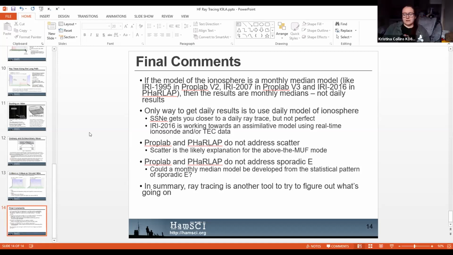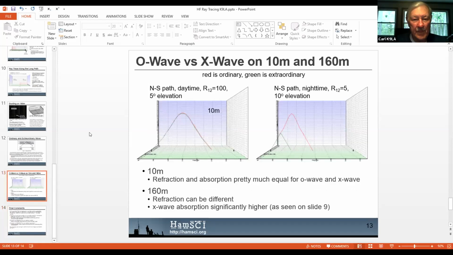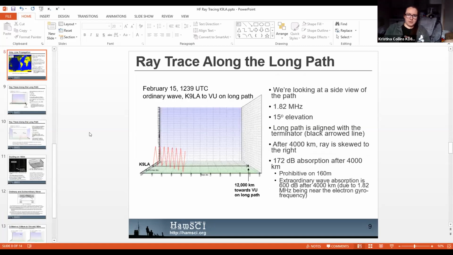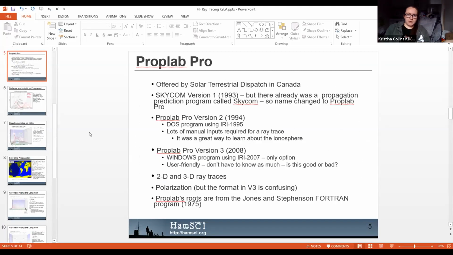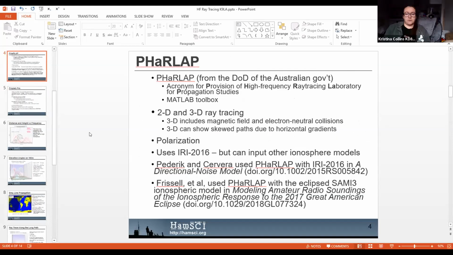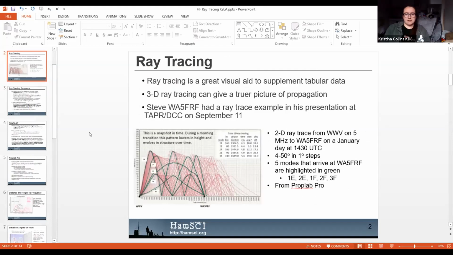Carl, could you go back to the ray trace that you made for Steve's station, please? Okay. Because I put in the chat window the FarLab ray trace that I did for October. I have the code for that pretty well set up. So if anybody wants to see a ray trace for their station, just send me your latitude and longitude, and I'll send you a video.